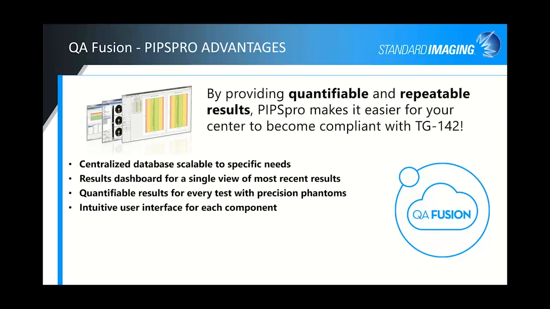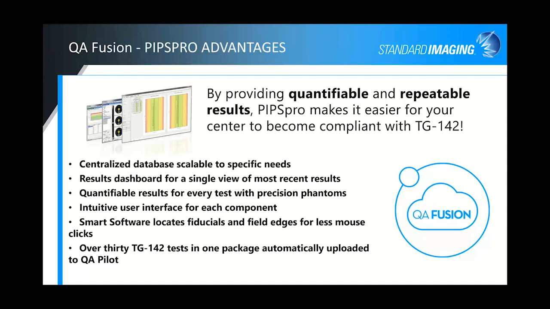Very easy, intuitive user interface for each module and automated results. The smart software actually will localize targets and fiducials and field edges, so you have fewer mouse clicks and everything is that much more automated for your test results. And again, like I mentioned, there are over 30 TG142 tests in one package, and everything is automatically uploaded if you have the QA Pilot component of the QA Fusion software package as well.